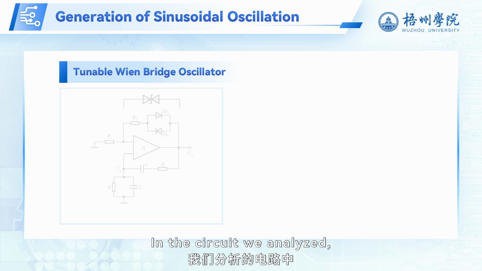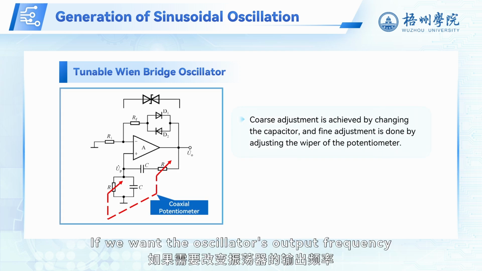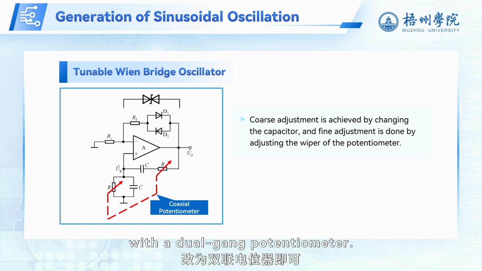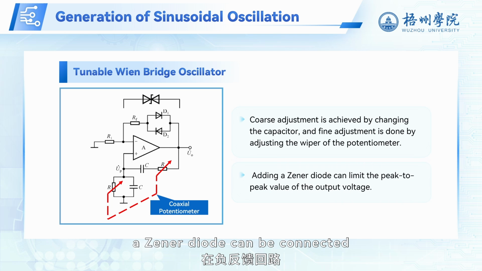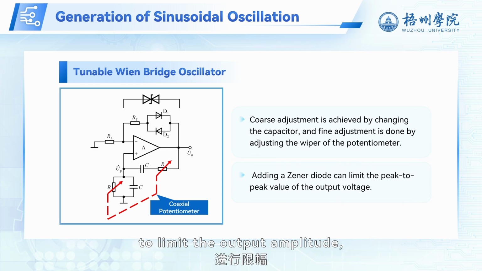In the circuit we analyzed, the oscillation frequency is fixed. If we want the oscillator's output frequency to be adjustable, we can replace the resistors in the frequency selective network with a dual-gang potentiometer. Additionally, a Zener diode can be connected in parallel with the negative feedback loop to limit the output amplitude, as shown in the diagram.